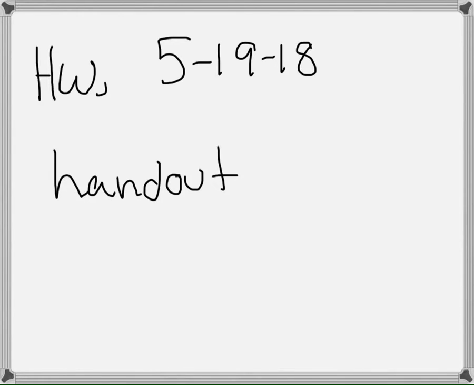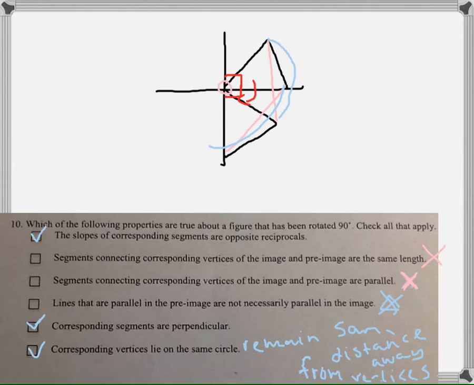This is the homework video for the handout for 5/19/18. That is a Thursday. The first question, which starts on number 10, asks which of the following properties are true about a figure that has been rotated 90 degrees. Check all that apply. That is very important.